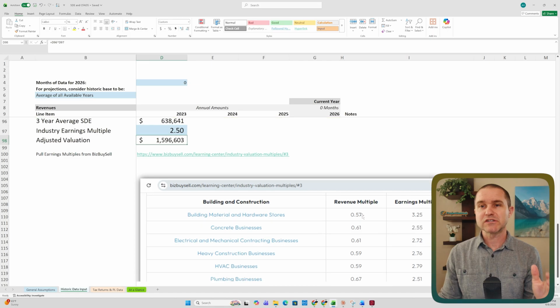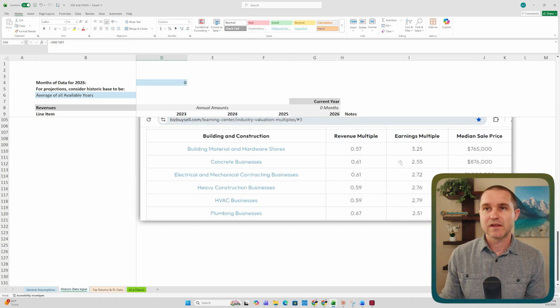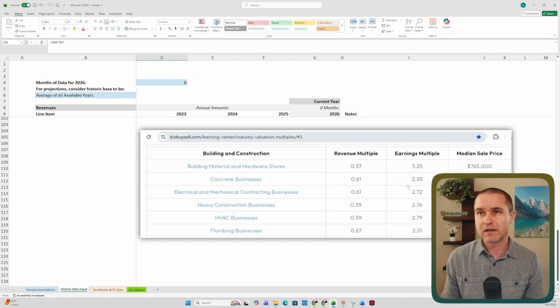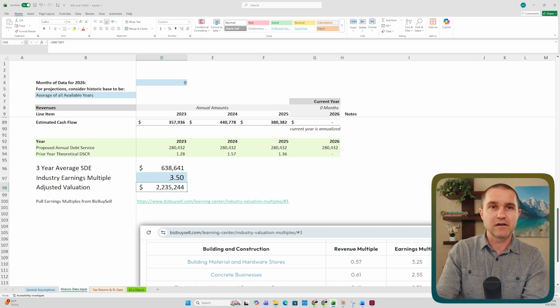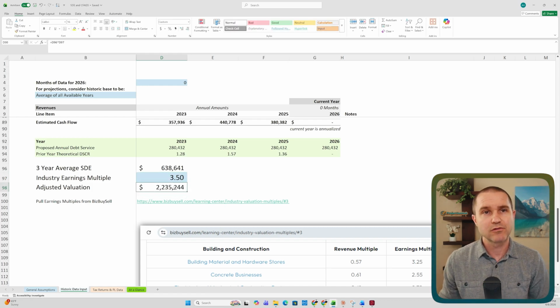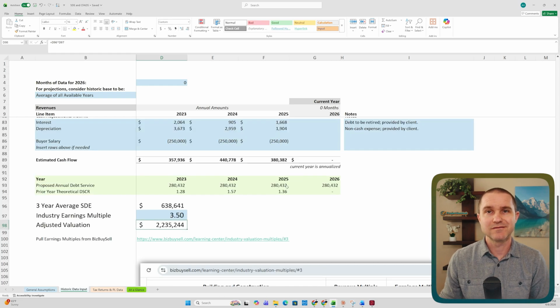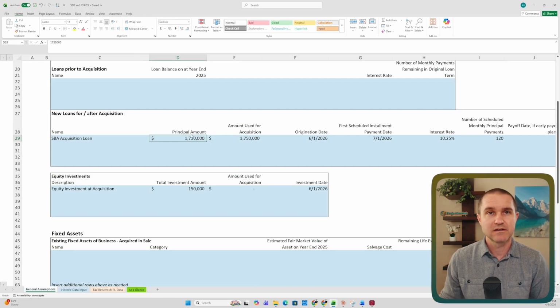So let's just say you were trying to make the case that, hey, we want to be at a higher multiple. We think we deserve to be at a 3.5 multiple. So you come in here and you do 3.5 multiple. You say, okay, we found some data that we think we should be at a 3.5 multiple. Okay, our adjusted valuation is 2.2 million. Well, doesn't really matter. You might want it to be 2.2 million, but the cash flow tells us, hey, it can only afford a $1.75 million SBA loan on a 10-year term, right?